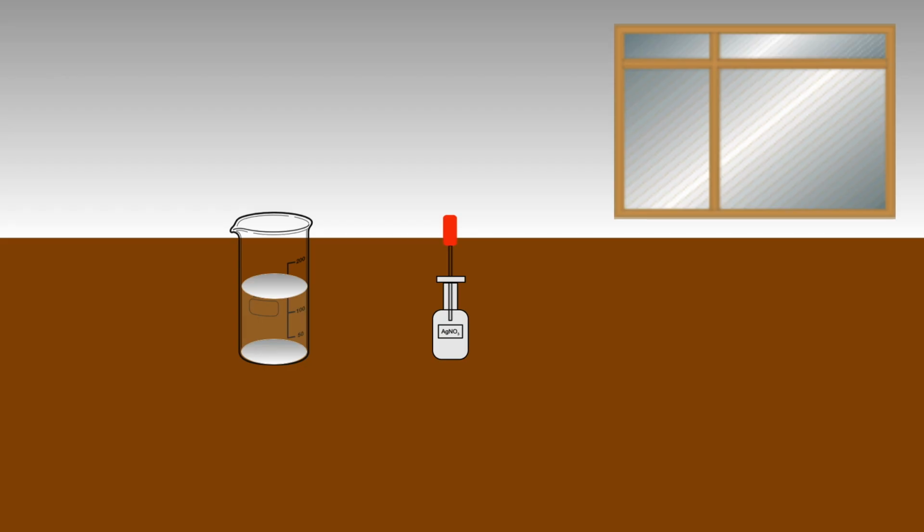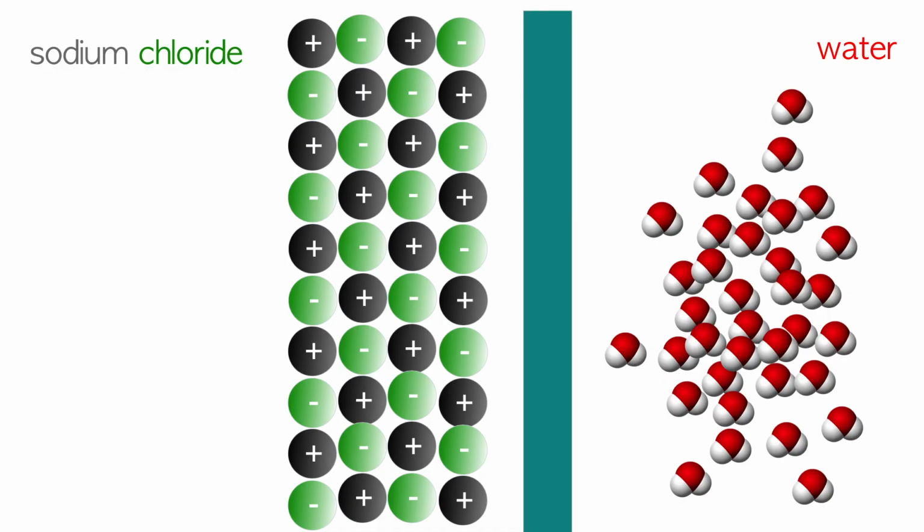When silver nitrate solution is added to sodium chloride solution, the solution becomes cloudy. The cloudiness is really a solid that has been formed in the chemical reaction between the two solutions. In order to understand how this happens, we need to delve deeper into the nature of the solutions.